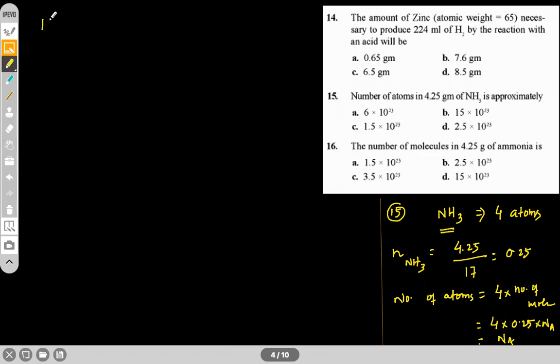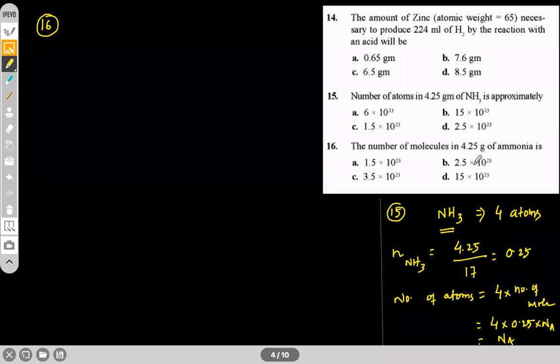Question number 16. The number of molecules in 4.25 gram of the same compound, just now we did. The number of molecules is nothing but 0.25 into Na, right? 0.25 into Na, just now we did it. I'll just write down the number of molecules.